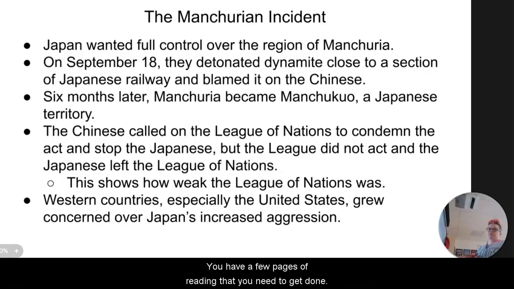You have a few pages of reading that you need to get done, so pause here to do that reading. Then when you get to the section that has the notes, come back, take these notes.